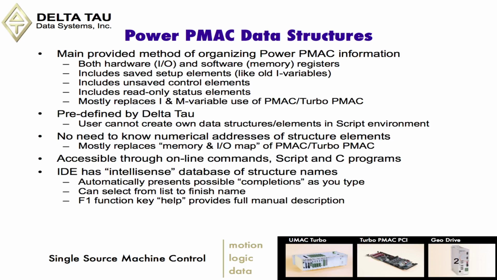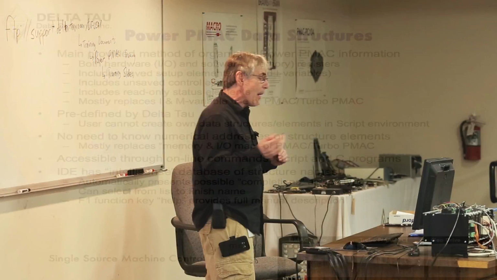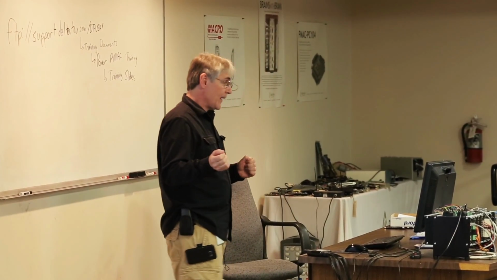You never need to know the numerical address of any structure element now. In Turbo PMAC, it was important to know the address of a memory register so you could make an M variable definition. Now in Power PMAC, you never really need to know the address because you'll always use the structure element itself. And in a couple of seconds here, we'll see a few structure elements.